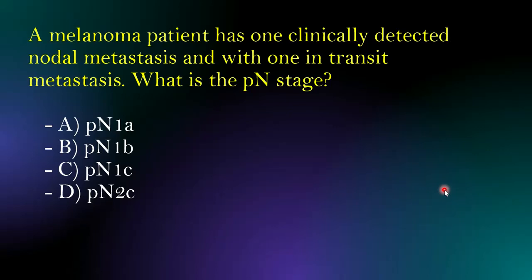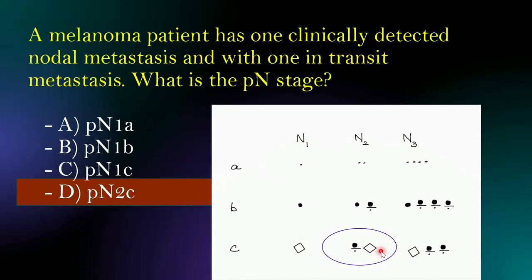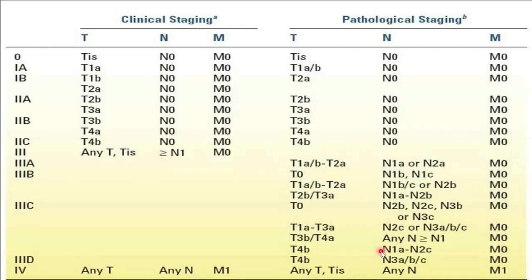A melanoma patient has 1 clinically detected nodal metastasis with 1 in-transit metastasis. What is the PN stage? One clinically detected nodal metastasis and 1 in-transit metastasis, so it becomes N2C. So the answer is PN2C.